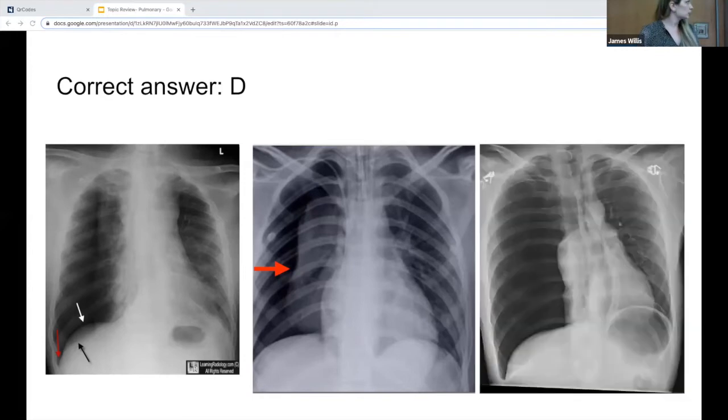And then this picture you never want to see, because tension pneumothorax is a clinical diagnosis. But you can see the whole mediastinum is shifted to the opposite side.